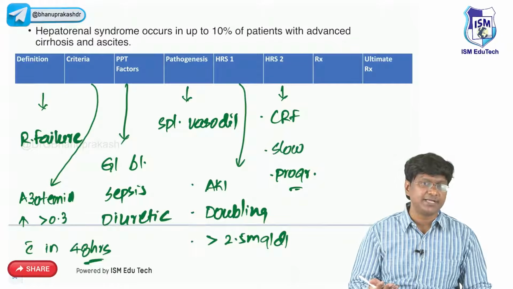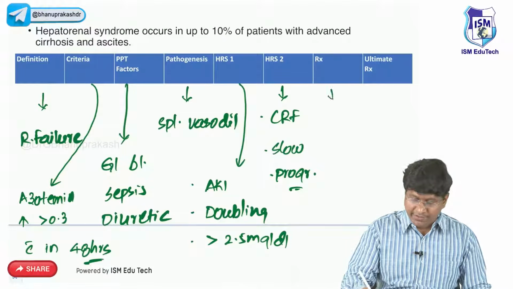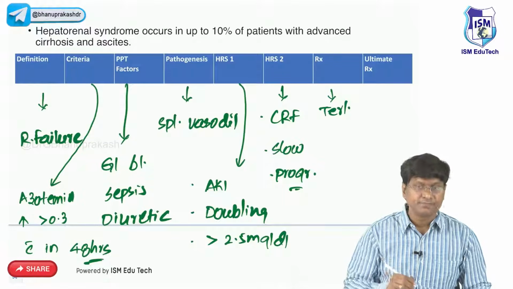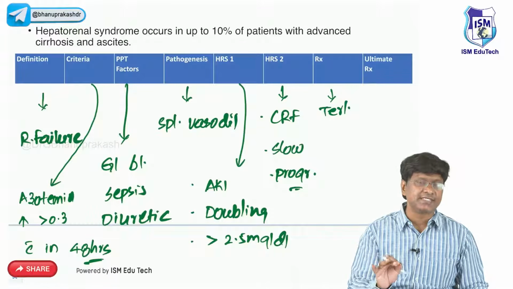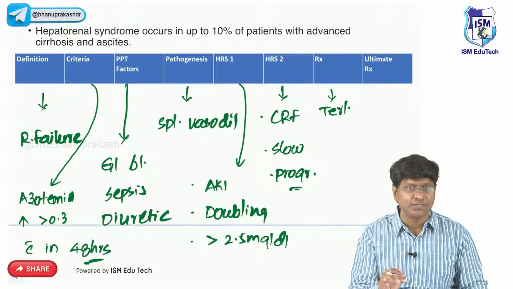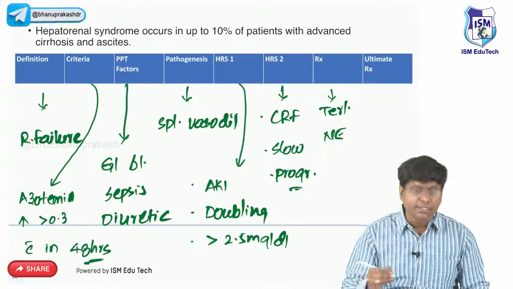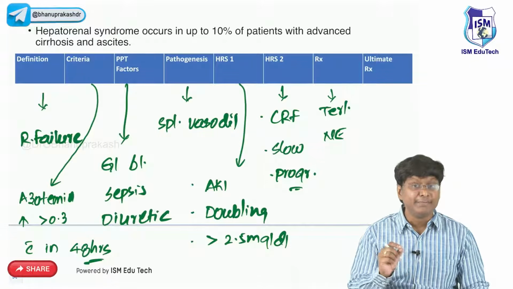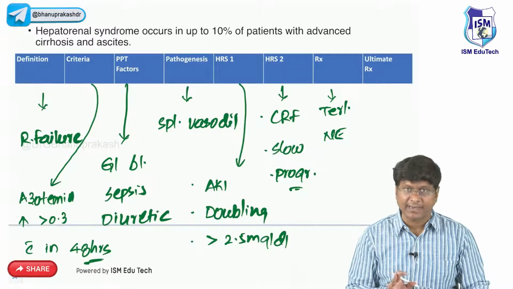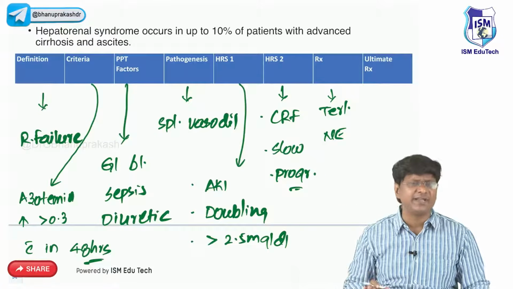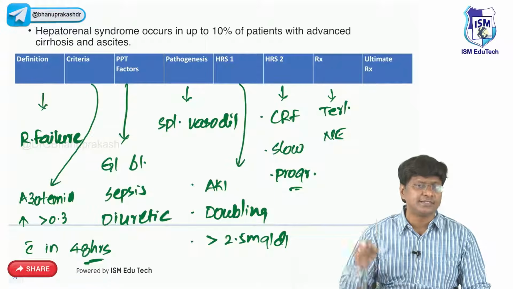So what is the treatment that you have to give in this patient? You need to give intravenous terlipressin. This terlipressin is approved for the treatment of hepatorenal syndrome, and the other drugs are, you can give norepinephrine or you can also give midodrine. So that is the treatment for your hepatorenal syndrome. But what is the ultimate treatment if these individuals develop hepatorenal syndrome recurrently?